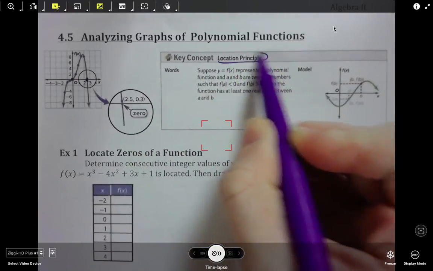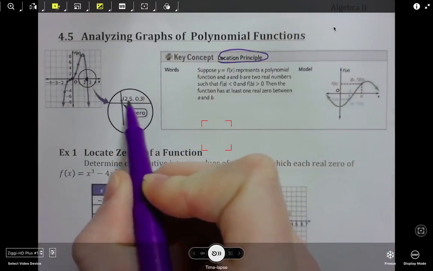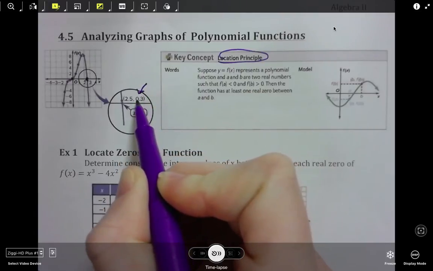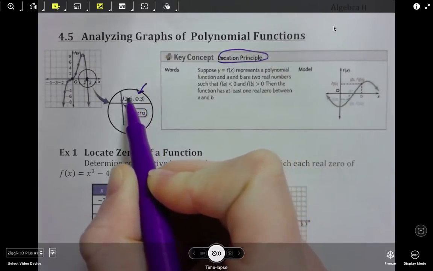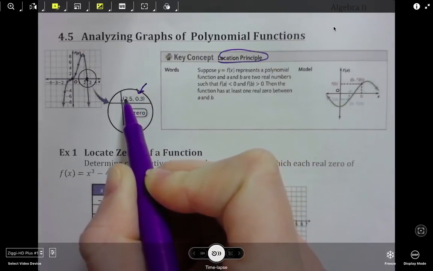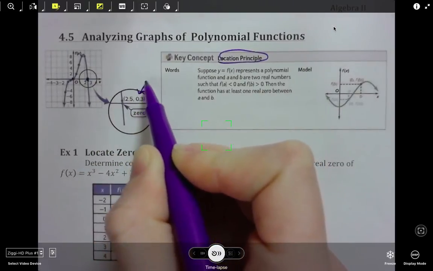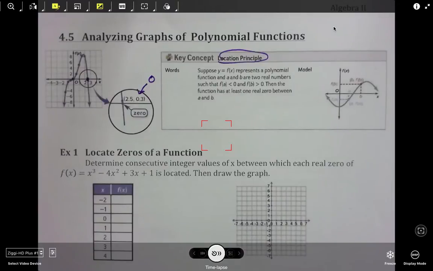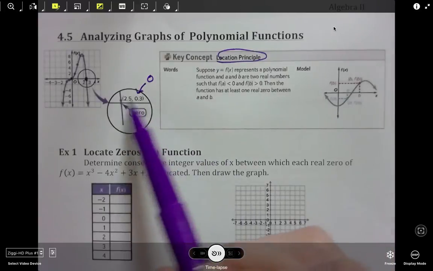And the location principle says that not always is a zero easy to locate. For example, this zero right here doesn't occur exactly at zero. This one's at 0.3. So it's really, really close to zero, but not quite there. And that occurs at 2.5. So 2.5 on the x-axis and 0.3 on the y-axis. We really want this y-coordinate to be zero. It's not entirely zero in that case, but sometimes it doesn't hit at exact whole numbers. So the location principle says that sometimes you might have decimals there.